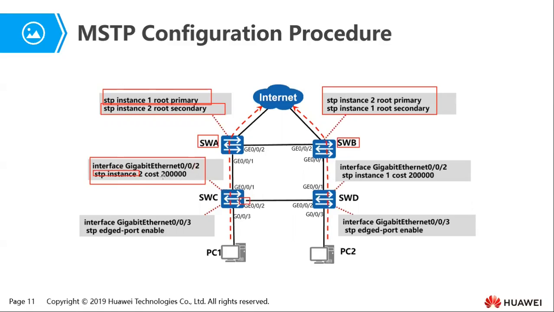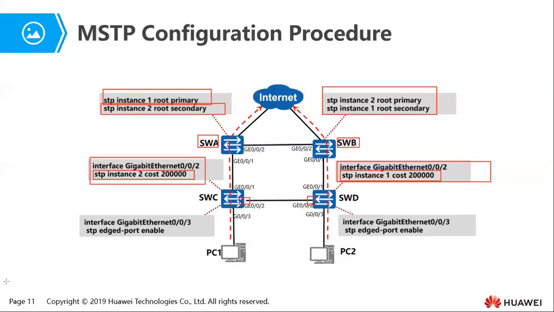How do we do that? The command is STP instance 2 cost, and we put 200,000. On the other hand, we want this particular interface, G0/0/2, this one, to be blocked when it comes to MSTI 1. So again, we go into that interface and increase the cost using the command STP instance 1 cost. Then we put a value there like 200,000.